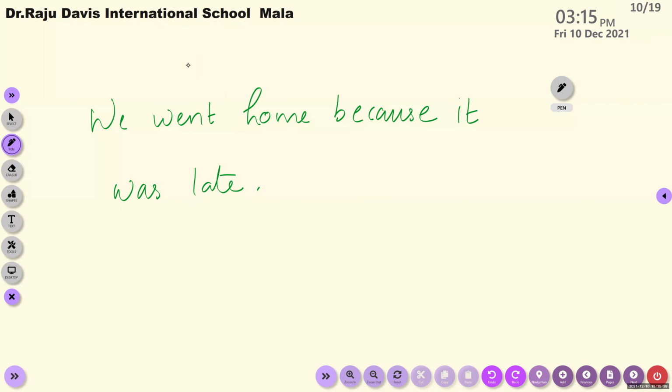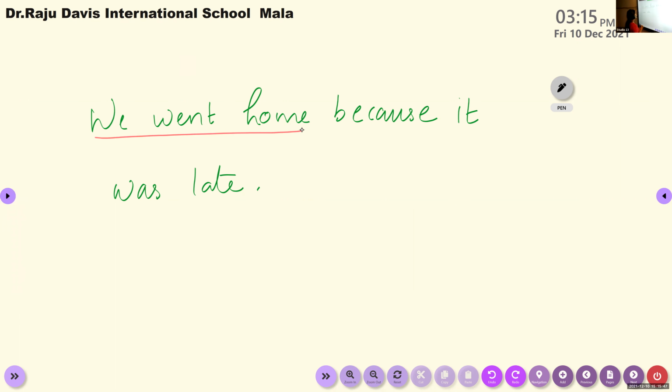Complex. Why is this a complex sentence? Ma'am, we went home is the main clause. And because it was late is a subclause. Because is a subordinating conjunction. Excellent. Because it was late is a subclause. And the subordinating conjunction? Yes, because. Because is the example for a subordinating conjunction, right?